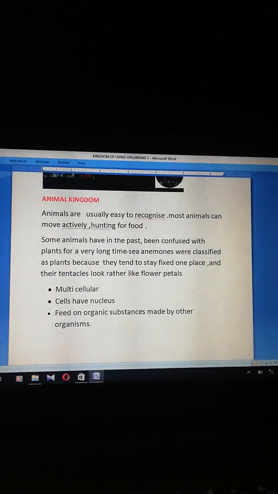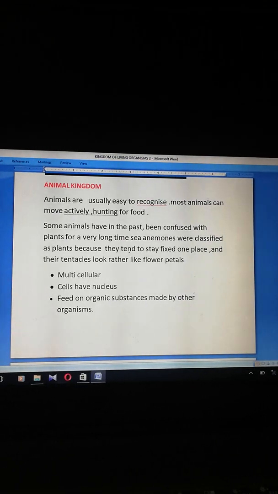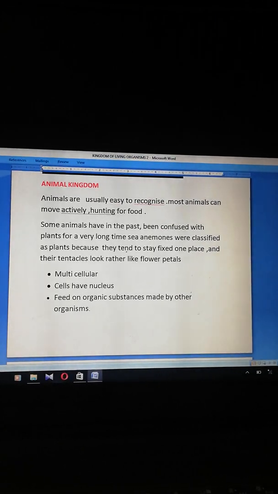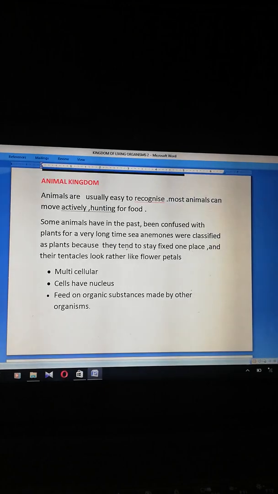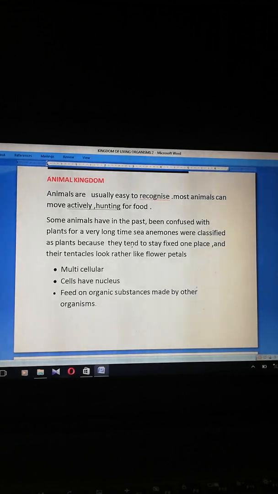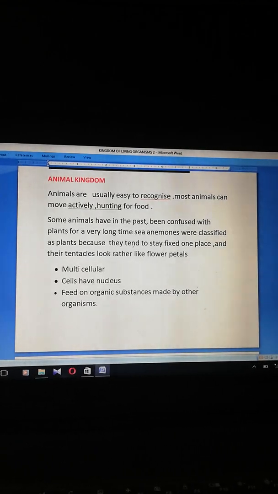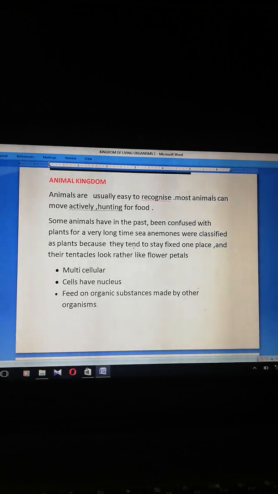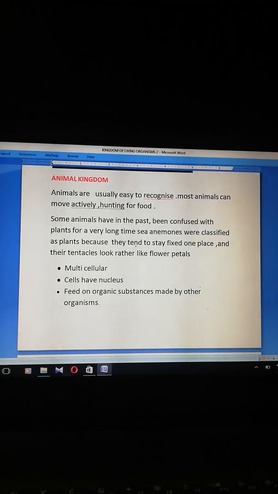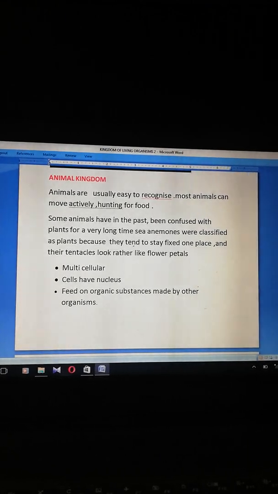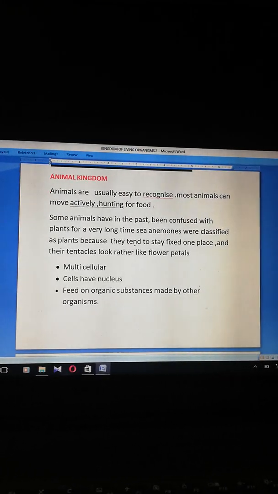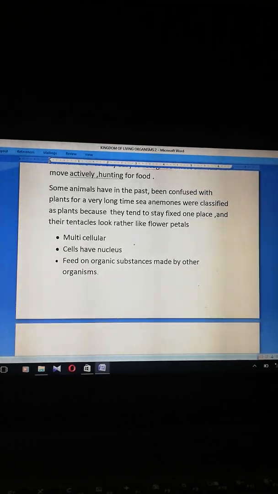Animals are usually easy to recognize. Most animals can move actively, hunting for food. Some animals have in the past been confused with plants for a very long time. Sea anemones were classified as plants because they tend to stay fixed in one place and their tentacles look rather like flowers. Common characters of animals: animals are multicellular. They have a nucleus. They feed on organic substances made by other organisms.